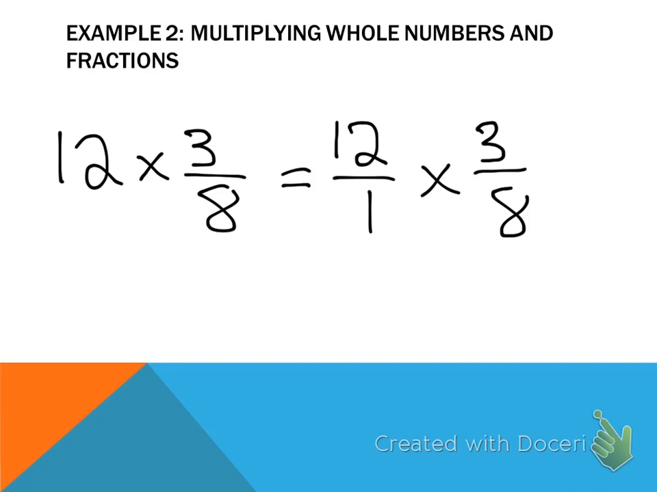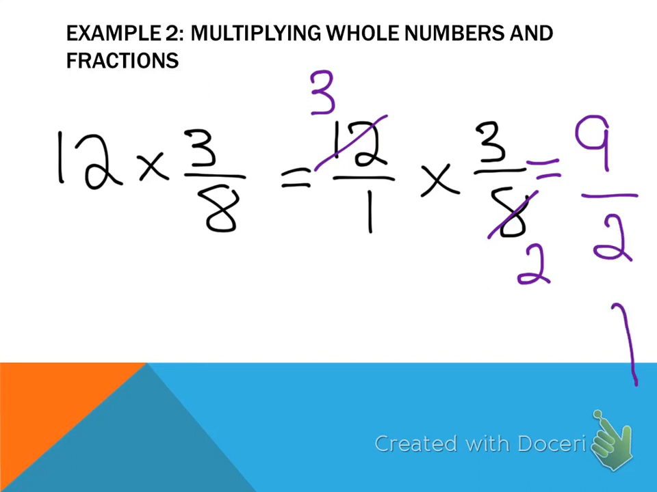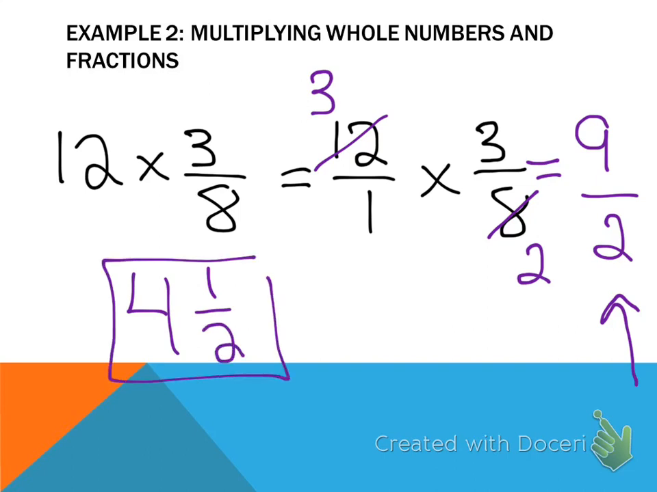All right, so now that you have this, the first thing you want to do, and you want to make a habit of doing this, it just makes solving it easier, is you want to see if you can cross-reduce anything first. Is there a number that goes into 12 and 8 evenly? The answer is yes, and that number is 4. 4 goes into 12 3 times, 4 goes into 8 2 times. And then you would get 9/2. But remember, never leave your answer as an improper fraction. You want to go ahead and change your answer back to a mixed number, so it would be 4 1/2 for your final answer. All right, so that's everything for example 2.